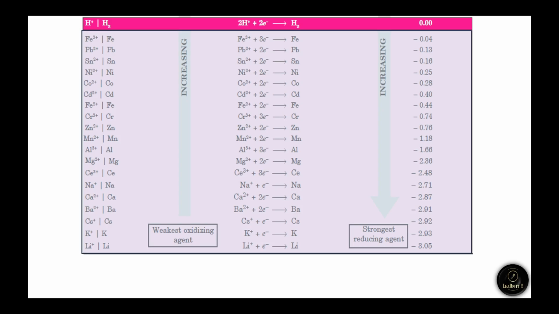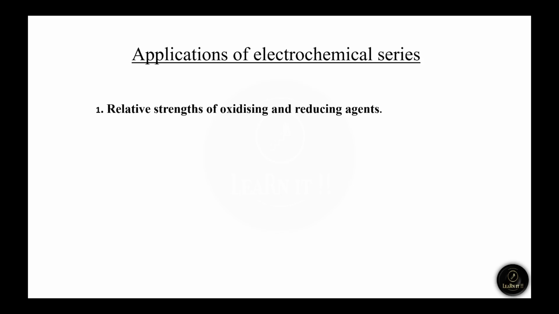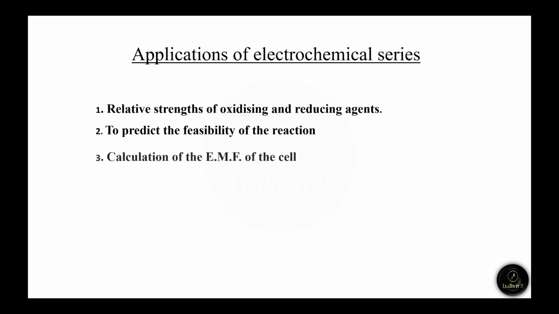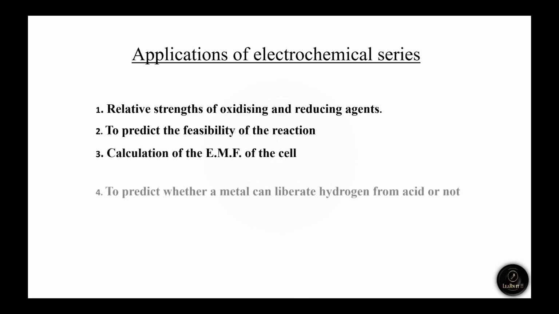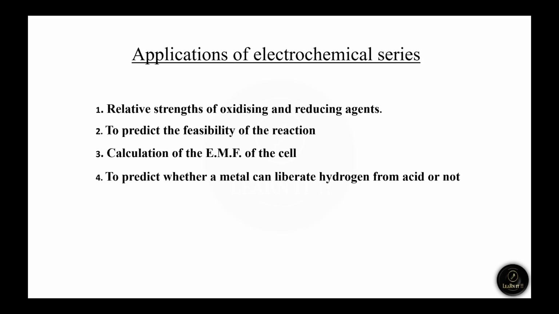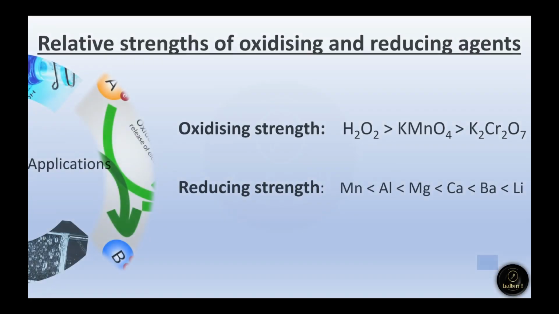With the help of this knowledge, we are going to our next study, that is applications of electrochemical series. It means what is the use of this electrochemical series. The first one is to predict the relative strengths of oxidizing and reducing agents. Second one is to predict the feasibility of a reaction. Third one is calculation of EMF of the cell. Fourth one is to predict whether a metal can liberate hydrogen from acid or not. So let's discuss the first one.